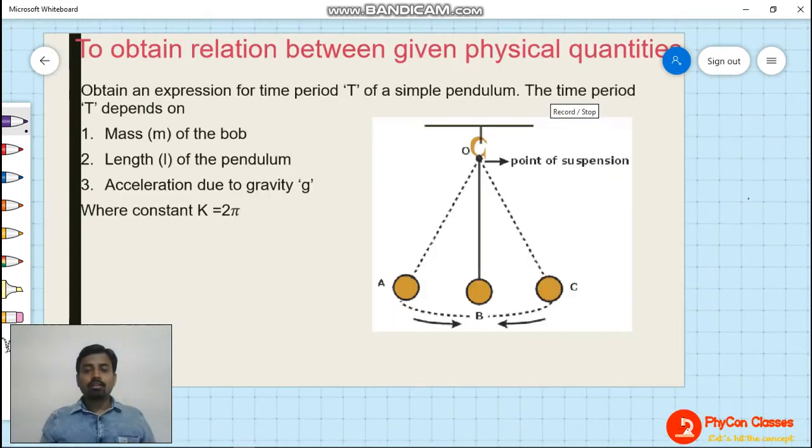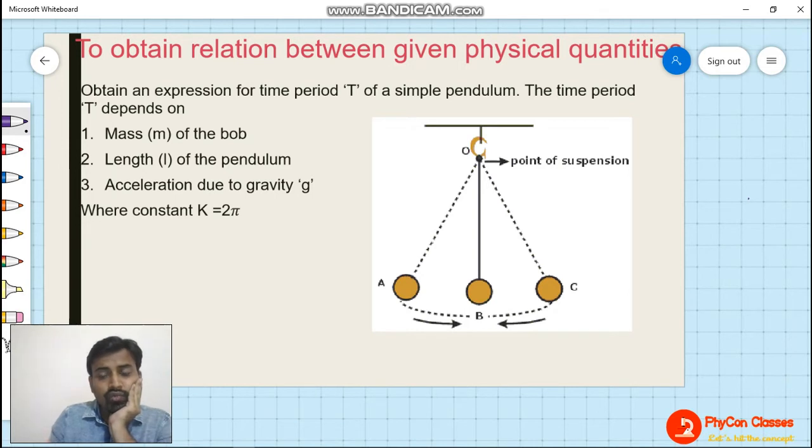Understand? So now let us start dimensional analysis. To obtain the relationship between the given physical quantities, that was the third utilization of the principle of homogeneity of dimensions. Here we are taking one example. Let us read the question first. Obtain an expression for the time period t of a simple pendulum. The time period t depends on mass, length, acceleration due to gravity, and the constant given is 2 pi.